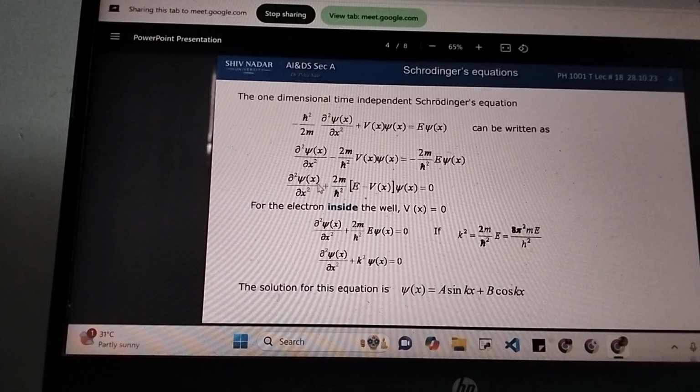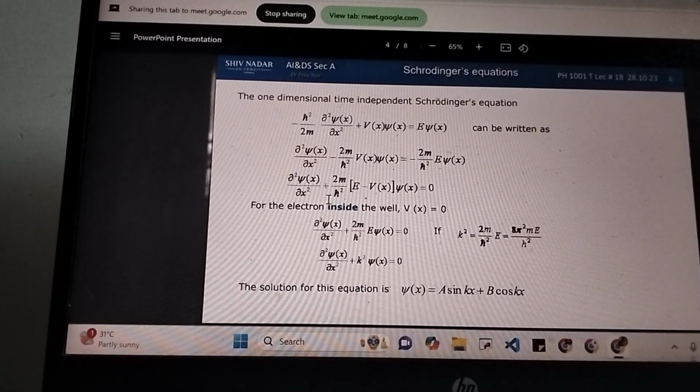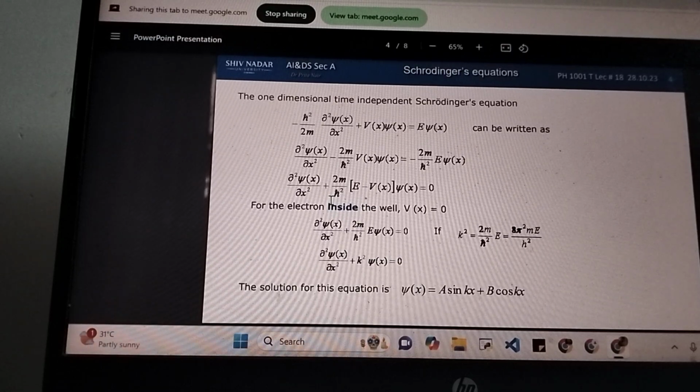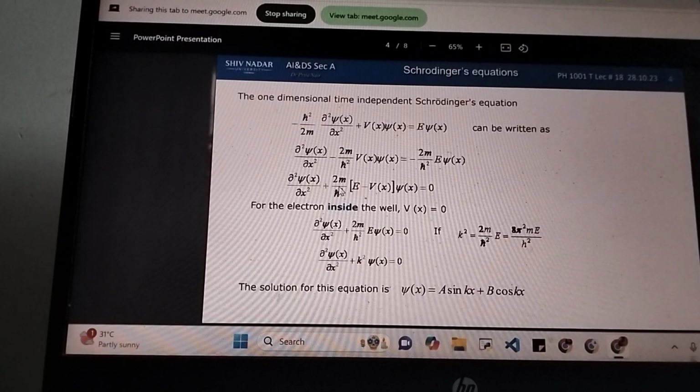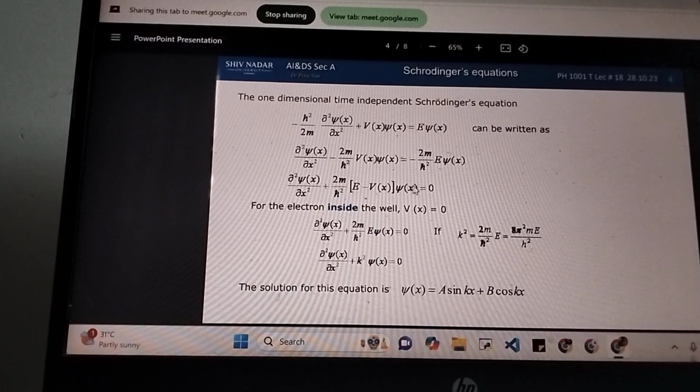Here psi of x is the wave function, m is the mass of the electron, h cross equals h divided by 2 pi, where h is Planck's constant and pi is 3.14. So h cross is just another constant. E is the total energy of the particle, V is the potential energy. So we have this equation now.